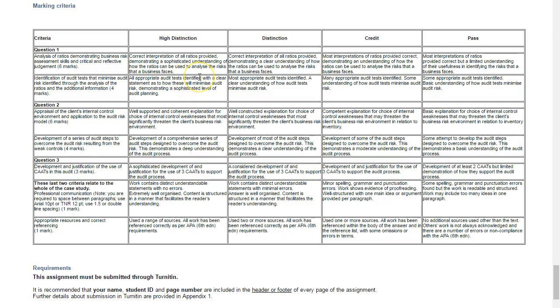Remember, the marking criteria table has been available to you in the subject outline, as you can see here, since the beginning of session, so you should be familiar with it. If you're not, please go over it now before you have a crack at the questions, particularly reading what's expected in relation to high distinction level for each of the 3 questions.